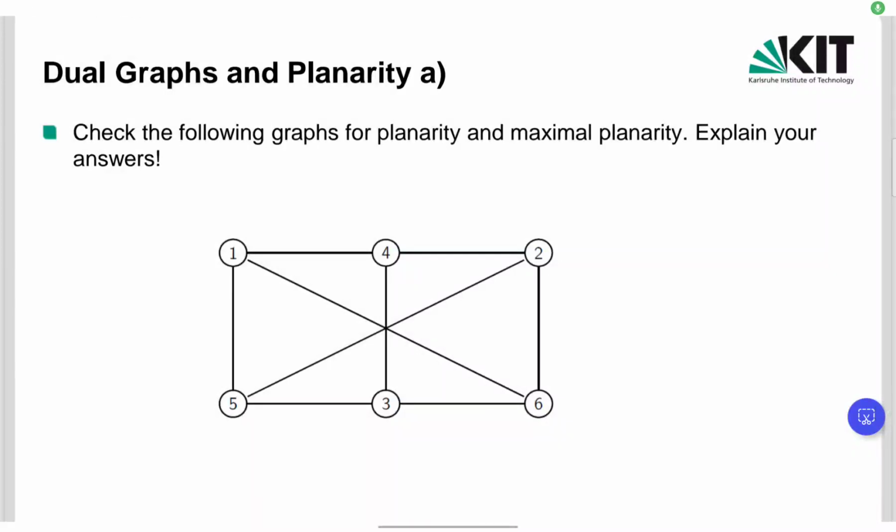Welcome everyone to the exercise on dual graphs and planarity. Your task was to check if two given graphs are planar, and if so, if they're also maximal planar. Okay, so let's start with the first graph.